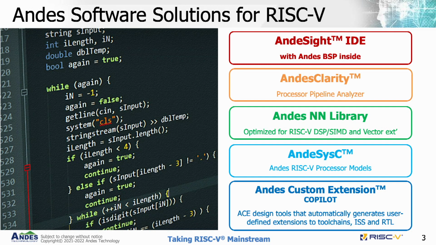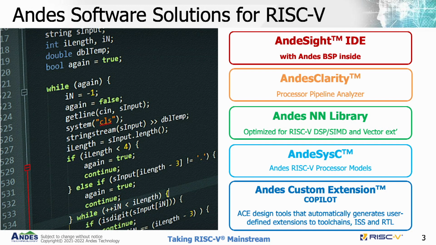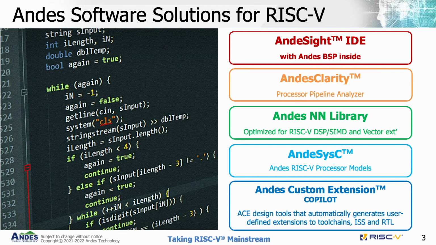The Andes software solution is versatile. It includes the Andes IDE with advanced debug features, and the optimized toolchain inside it. Andes Clarity is the pipeline analyzer and visualizer, which helps the developer optimize their program along with the source code and the pipeline. And the NN library is the compute library, optimized with the RISC-V DSP, SIMD, and vector processors.